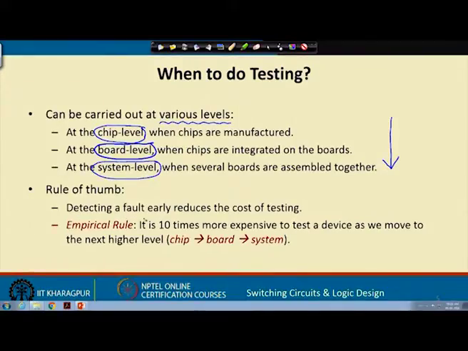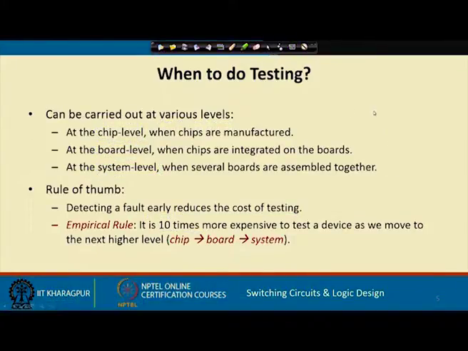The rule of thumb says that you need to detect a fault early if possible, which reduces the cost of testing. There is an empirical rule: as you move from one level of hierarchy to another, chip level, board level, system level, it becomes 10 times more expensive to test the device when you go from chip to board or board to system. So, it is always good to test a circuit at the level of the chip as soon as they are manufactured.